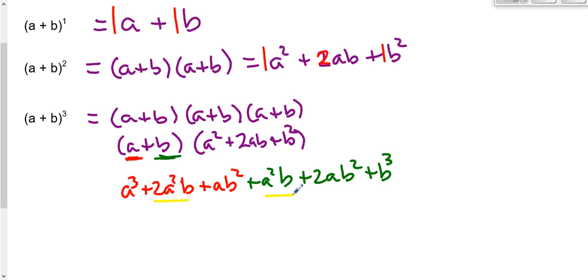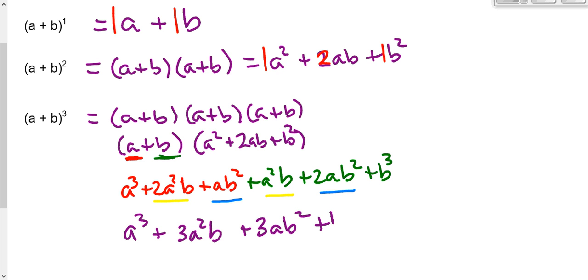Okay, now combining the like terms, for example, we have 2a squared b and we have 1a squared b, and also we have ab squared and we have 2ab squared. So altogether we have a cubed plus 3a squared b plus 3ab squared plus b cubed. So we have 1a cubed, 3a squared b, 3ab squared, and 1b cubed. Those are the numbers from Pascal's triangle.